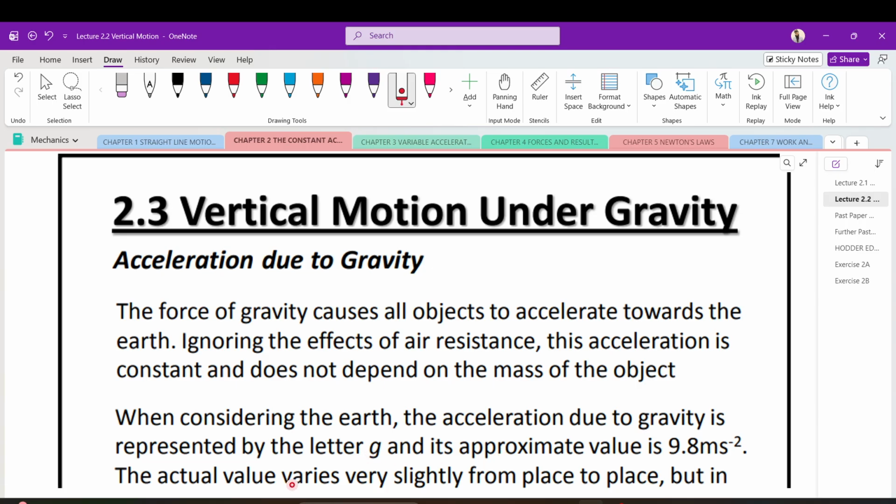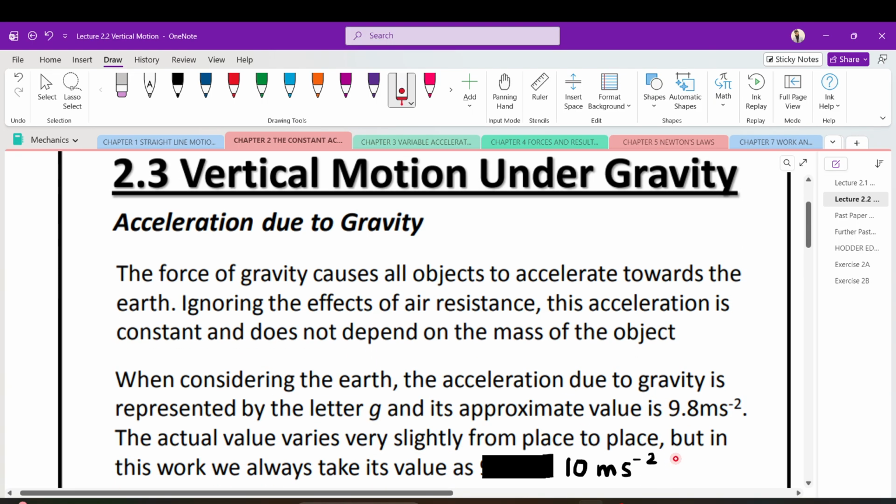Even the actual value varies very slightly from place to place. Even on Earth, at different points, there might be small differences between the values. For example, the value at a mountain's peak might be a bit different than on the ground or underground, or maybe in the sea. But it won't be too much of a difference. It would vary very slightly, but it would be very close to approximately 9.8 meters per second squared.